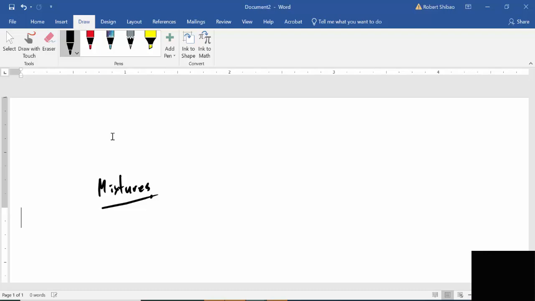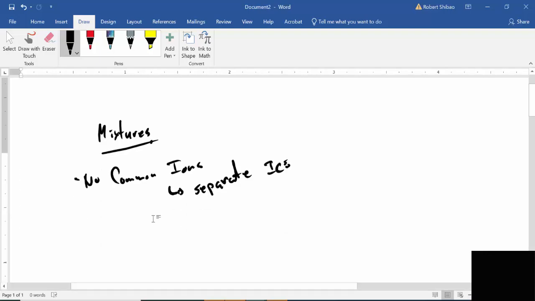So if we have mixtures with no common ions, then we just do it separate. Mixtures with no common ions, we just do separate ICE tables.